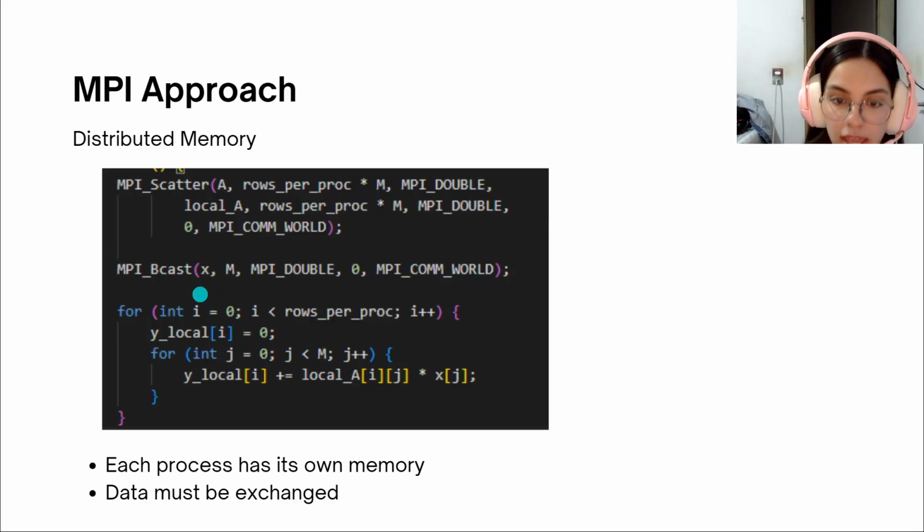So in this code, MPI Scatter is used to distribute parts of the matrix A to each process. Then MPI Bcast sends the vector X to all processes, ensuring everyone has the required data. And after that, each process computes its portion of the result independently using its local data.